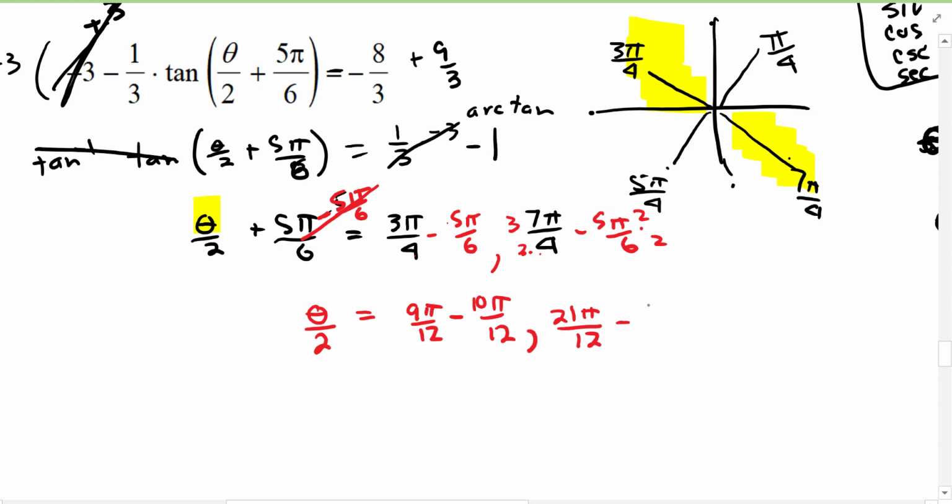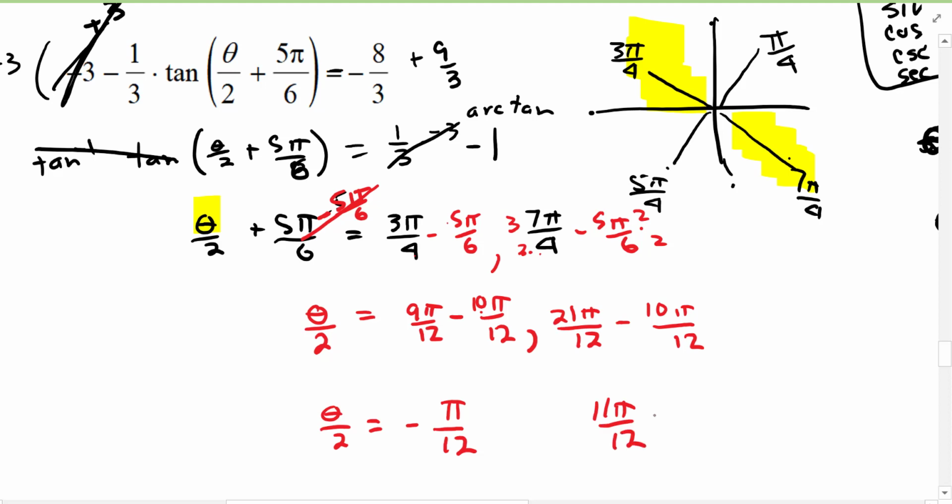Subtract 10 pi 12ths. So theta divided by 2 is equal to negative, 9 subtract 10 is negative 1. I could put negative 1 or just negative pi 12ths. And 21 subtract 10 is 11 pi 12ths.